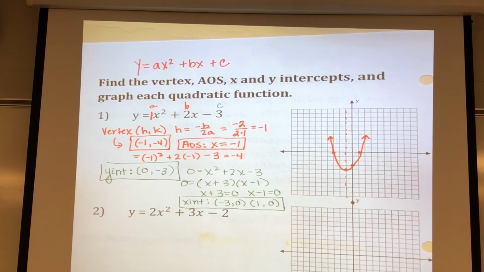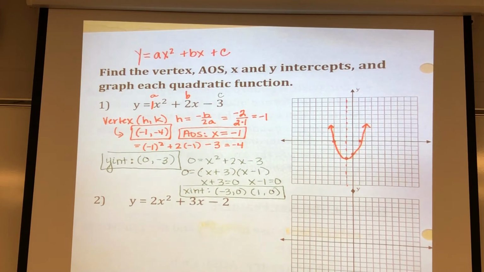And there you go. So I want you to write down number 2, pause it, and then see if you can find those 4 things on your own. The vertex, the axis of symmetry, the Y-intercept, and the X-intercepts. And then come back and see if you got all those right.